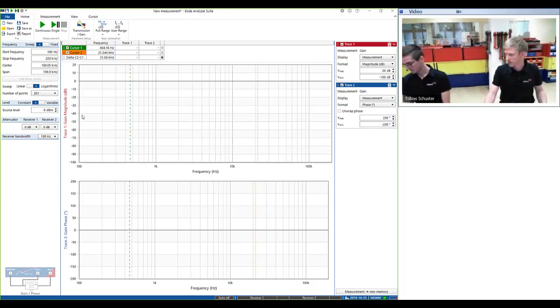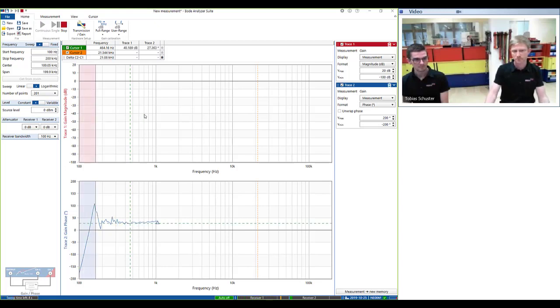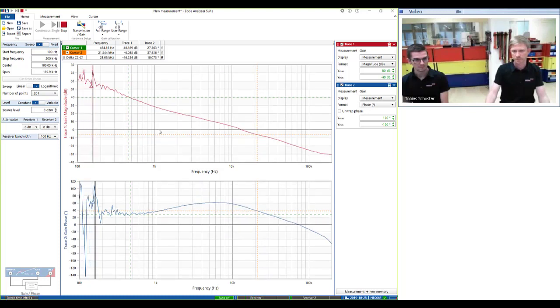So I think we're set up. Yes, everything is running. So we'll start a continuous sweep in that case. So let's play continuous. And then I click on auto optimize here. And the loop measurement is already visible.